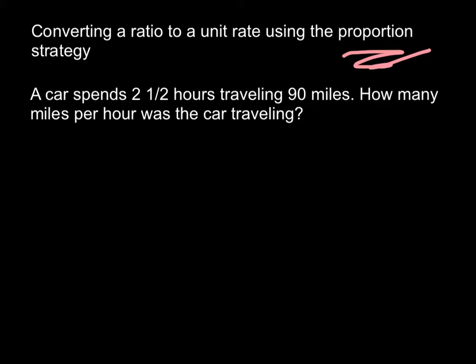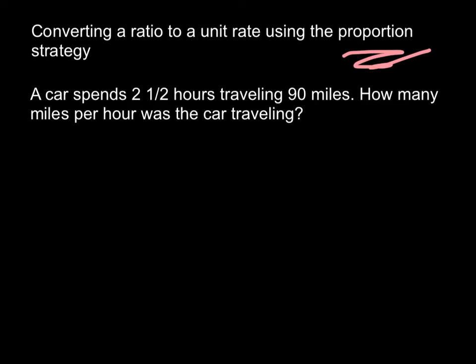Let's examine this. A car spends 2.5 hours traveling 90 miles. How many miles per hour was the car traveling? Just for some reference, 90 miles from here would be right around the Wisconsin border, I believe. So if it takes us 2.5 hours to travel from here to Wisconsin, how fast are we traveling in a car?